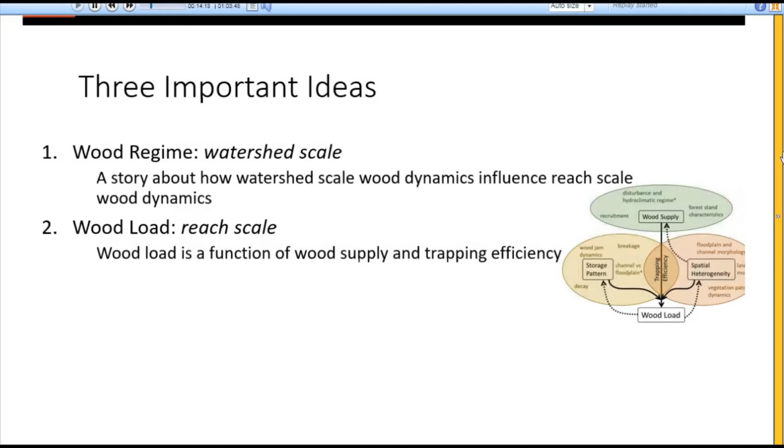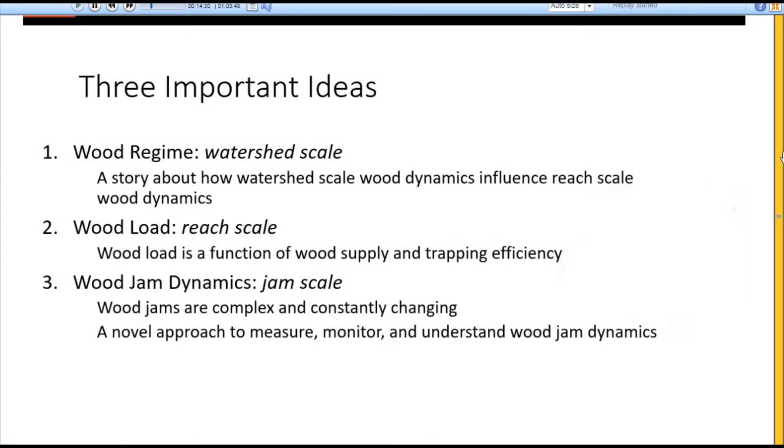And I'm going to talk about how multi-scale processes happening at the watershed scale as well as at the reach scale of a river regulate the amount of wood that can naturally or sustainably be in a river system. And then I'm going to zoom in even further and talk about wood jam dynamics. So a wood jam is just an accumulation of a bunch of logs in a river. It's the unit by which wood interacts with the river system.